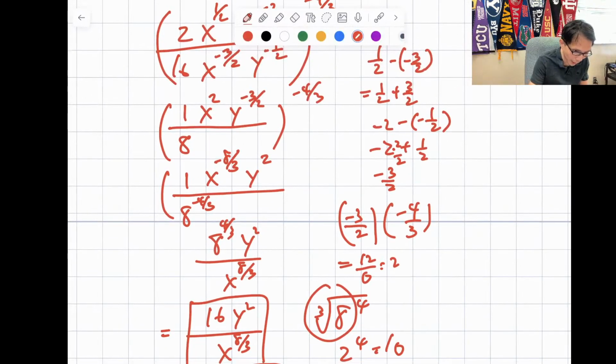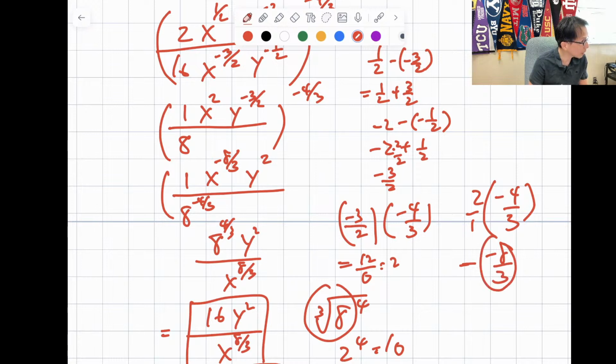Negative 8 over 3. I just do 2 times negative 4 over 3. So that's equal to negative 8 over 3, right? Yes. Oh, also, if you're a new student, you need to join the group chat.